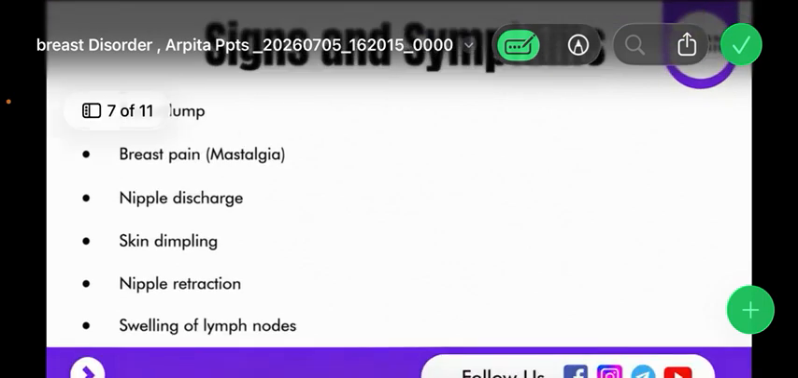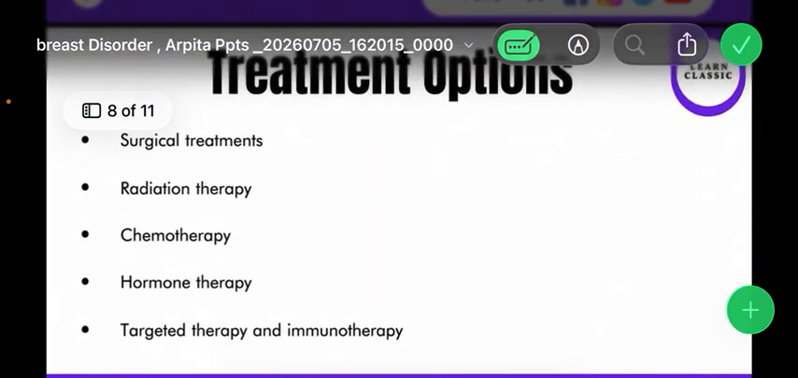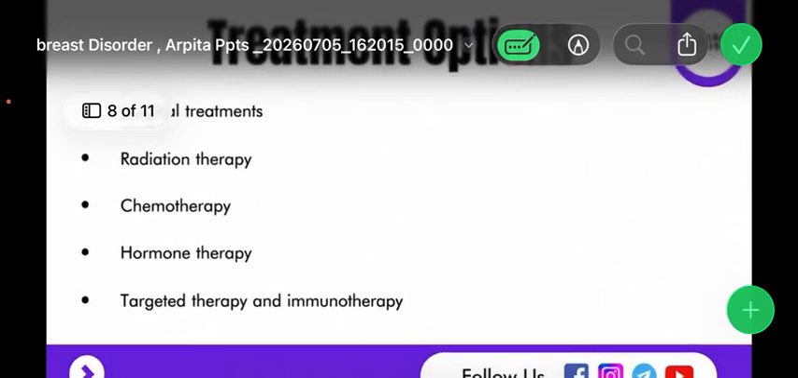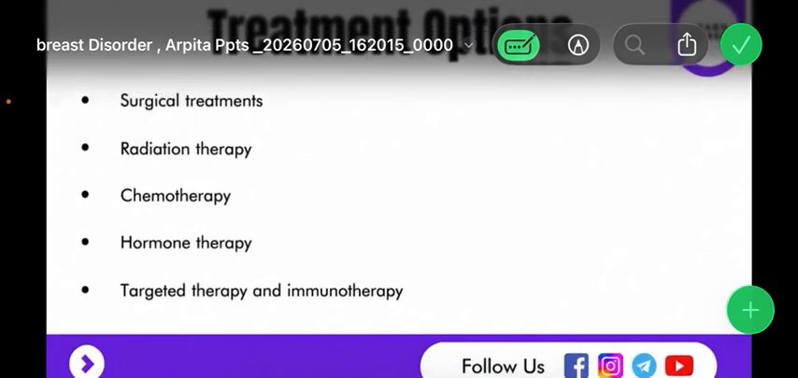And how can you detect these signs and symptoms? You have to palpate and assess the breast from center to periphery, from center to axilla, in a circular manner. Through that you can detect the signs and symptoms, especially the breast lump. Then treatment options include surgical treatment, radiation therapy, chemotherapy, hormone therapy, targeted therapy and immunotherapy.